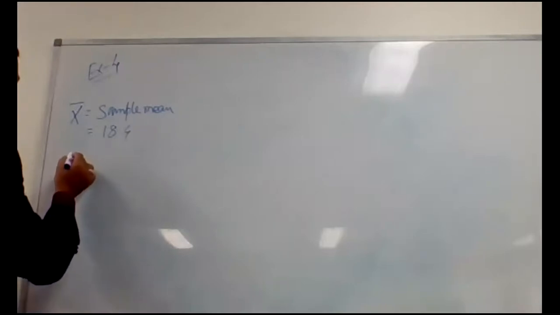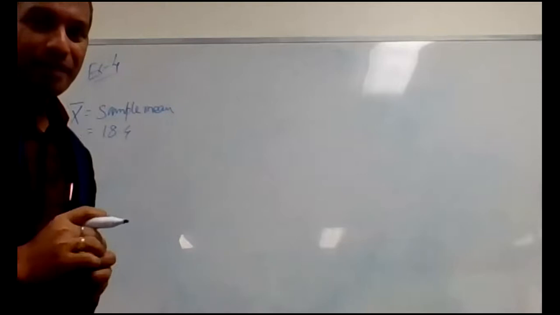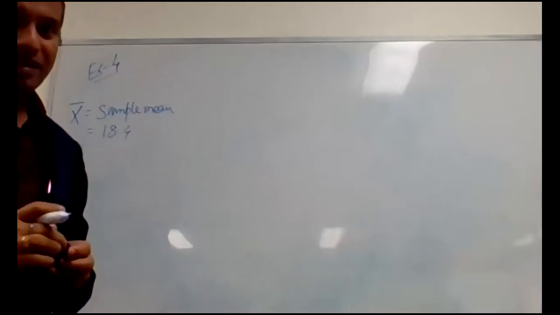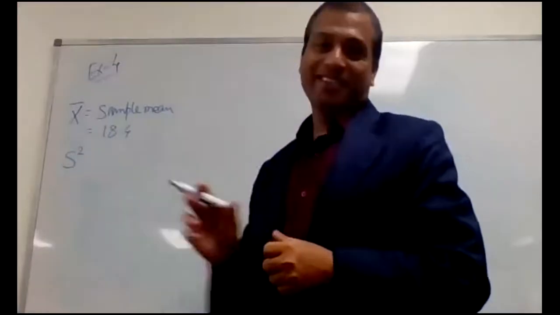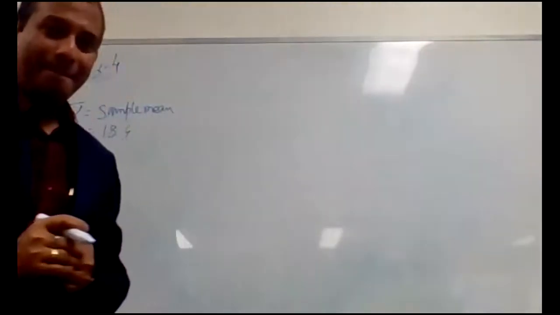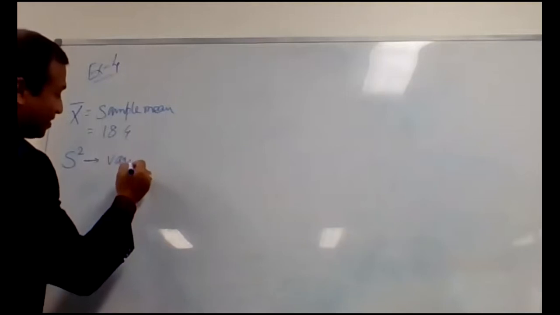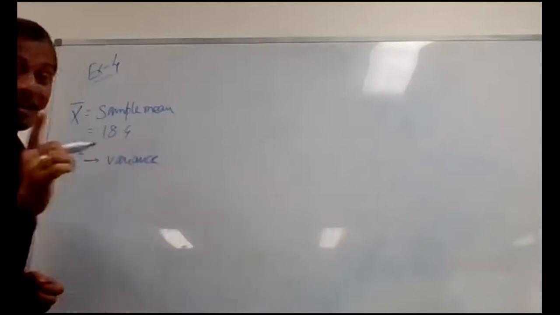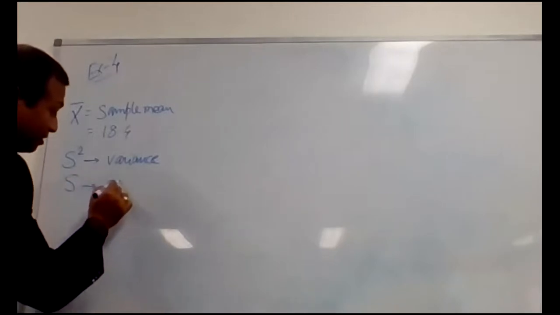What about capital S square? What is that? Let me see who is giving the right answer for S square. Capital S square, what is that? Variance. Very good. S square is variance. It's not a standard deviation. Don't make the mistake. S is your standard deviation.